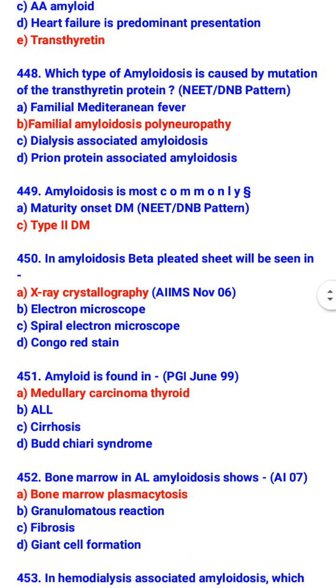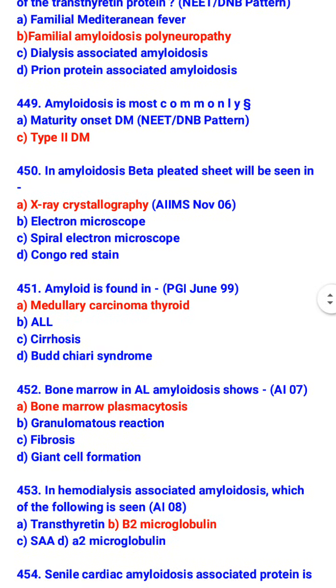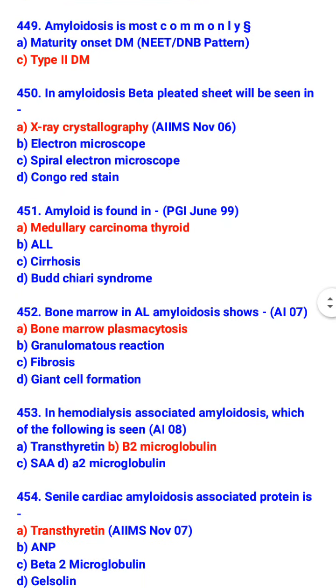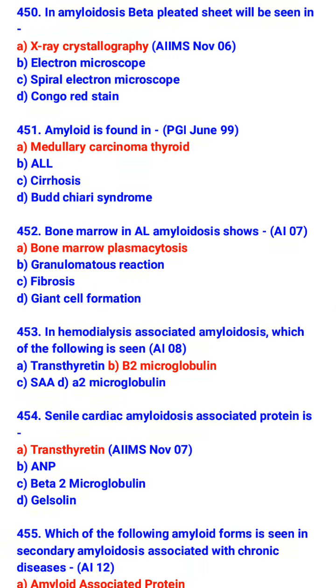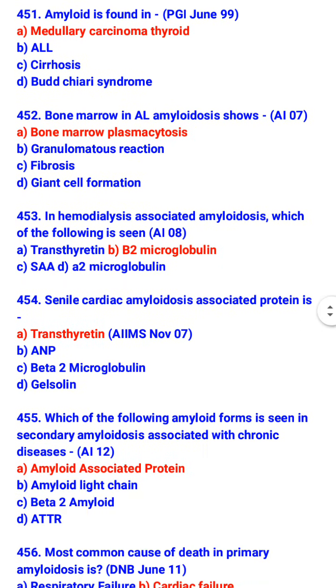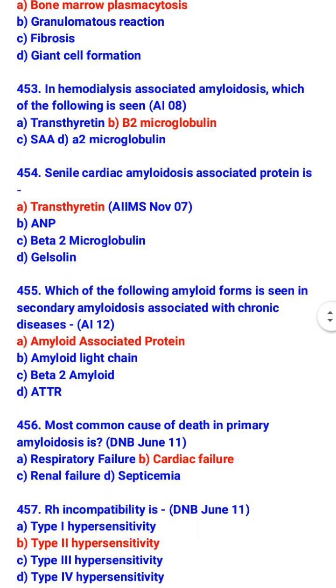Amyloidosis is most commonly type 2 diabetes mellitus. In amyloidosis, beta pleated sheet will be seen in X-ray crystallography. Amyloid is found in medullary carcinoma thyroid. Bone marrow in AL amyloidosis shows bone marrow plasmacytosis. In hemodialysis associated amyloidosis, which of the following is seen? Beta 2 microglobulin. Senile cardiac amyloidosis is associated protein as transthyretin.